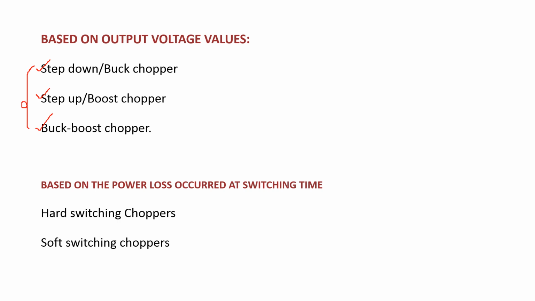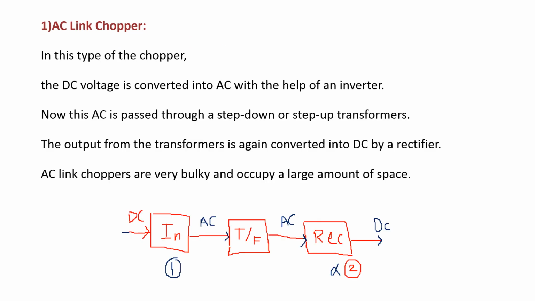The next classification is depending upon the power loss. Depending upon the power loss, choppers are classified into two types. The first one is the hard switching choppers and the second one is the soft switching choppers. This is the entire classification of choppers. Now we are going to discuss each and every type of chopper.